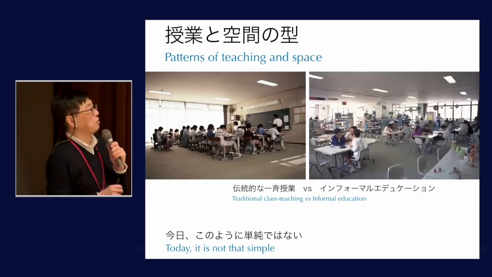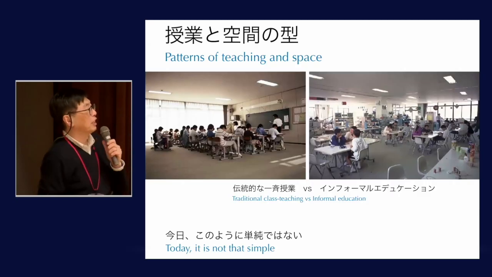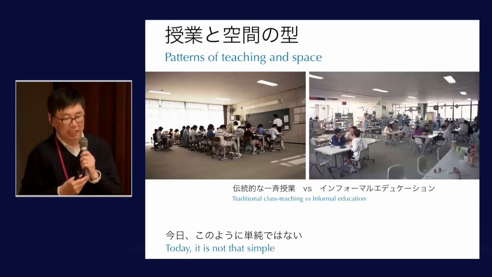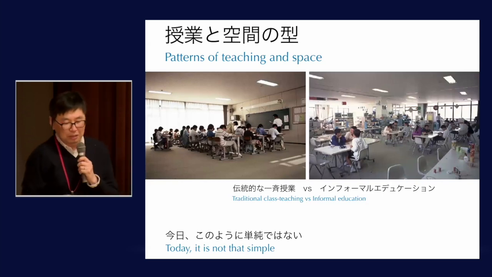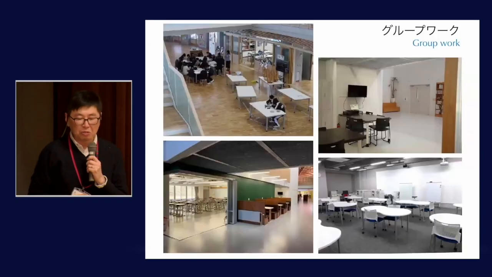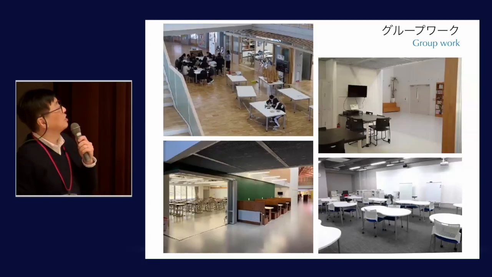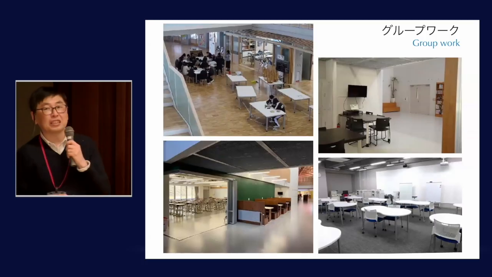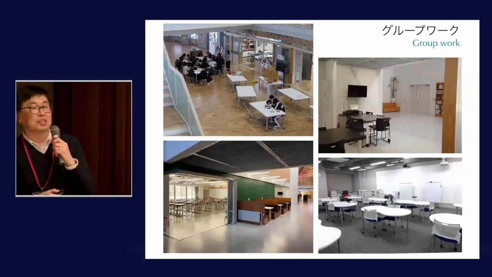You can see there are two types of school: one is whole class instruction, and the other is informal education. However, recently it's not such a simple comparison. In current examples, many various kinds of spaces are created. We call one the family restaurant desk and area.